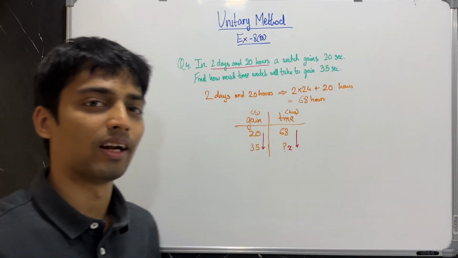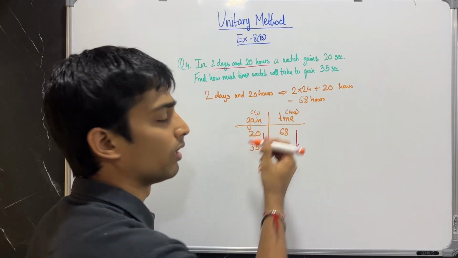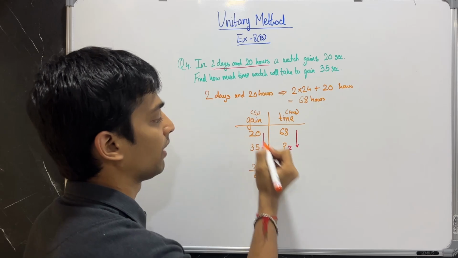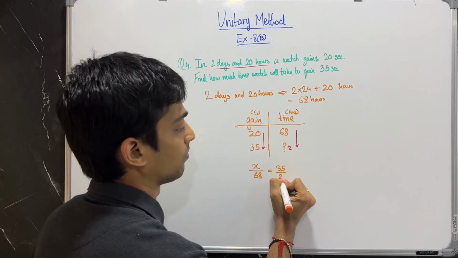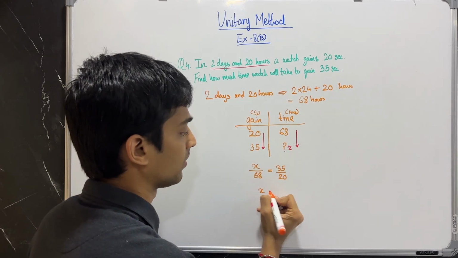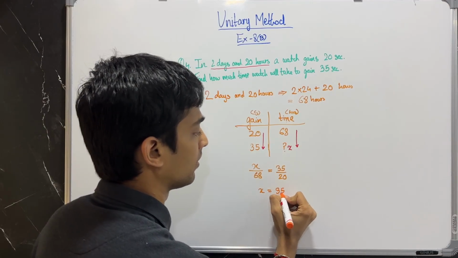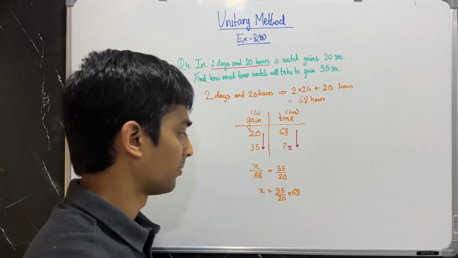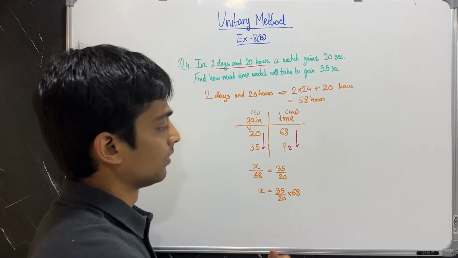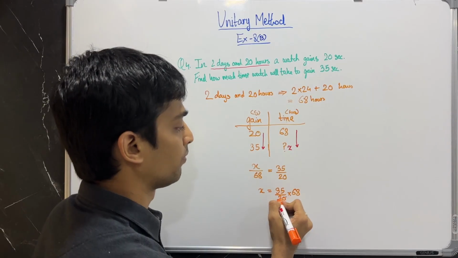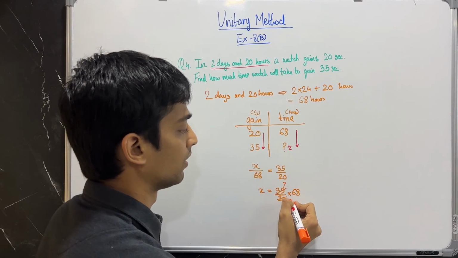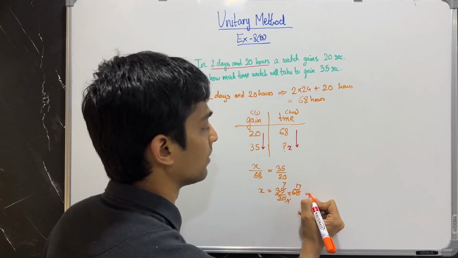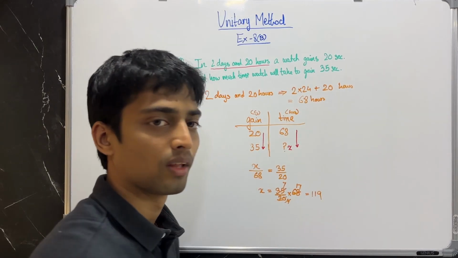This is our x. Since it's direct variation, the same downward arrow will be here. Yes, we apply the formula directly. Head upon tail equal to head upon tail. So we get x upon 68 equal to 35 upon 20. So x will be 35 upon 20 multiplied by 68. Okay, now let's cancel. 5 4s are 20, 5 7s are 35, 4 17s are 68. 7 into 17 is 119. So this is hours.